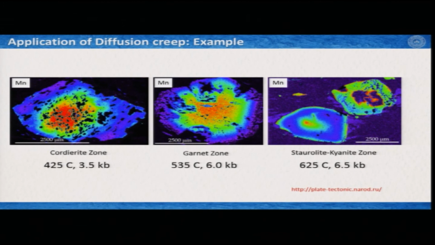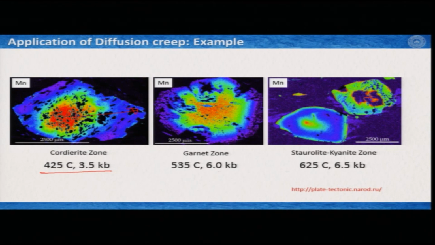Here is an example. As you can see, three different garnet grains are mapped with microprobe, or EPMA, for different elements. I have only shown manganese here. The warmer colors, the reds, mean higher concentration, and the colder colors, blue, indicate lower concentration. In the cordierite zone, the first one, the temperature was estimated at 425 degrees centigrade and pressure 3.5 kilobars. Here you see that manganese has higher concentration at the core and is slowly decreasing towards the rim.